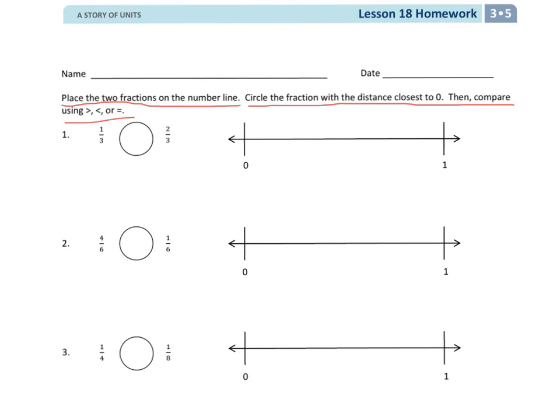So I see that with my two fractions, both have the same units of thirds. So I have 0 and 1, so I'm going to break this into thirds. And I have 1/3, 2/3, and then 1 is equivalent to 3/3, and I know that 0 is the same as 0/3. So here is my 1/3, here's my 2/3. This one is closer to 0, meaning it's less than the other number, 2/3. So I'm going to make my symbol go towards the 2/3, meaning 1/3 is less than 2/3.